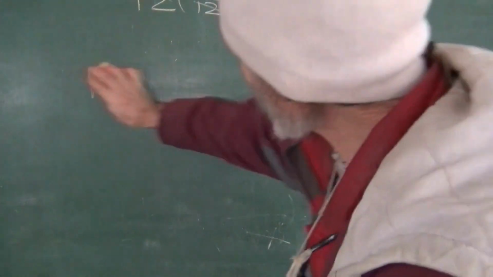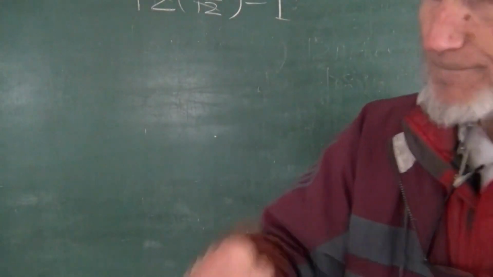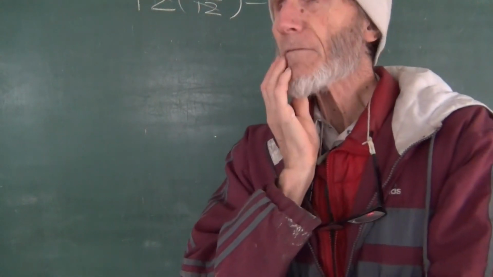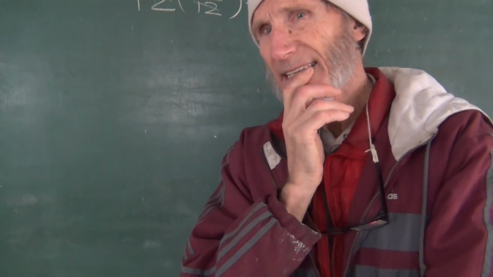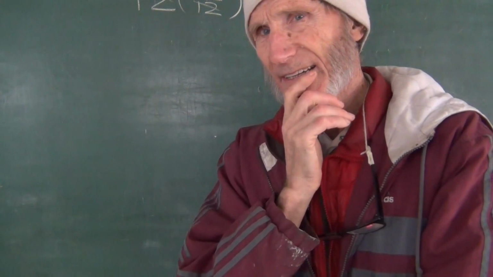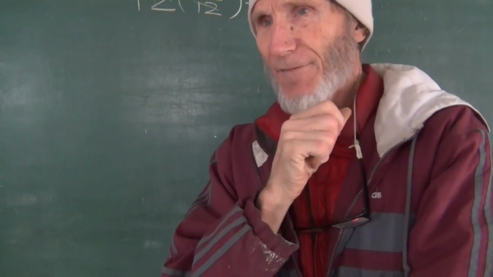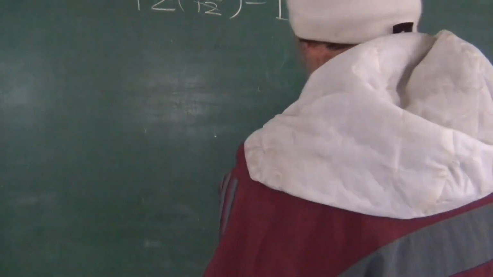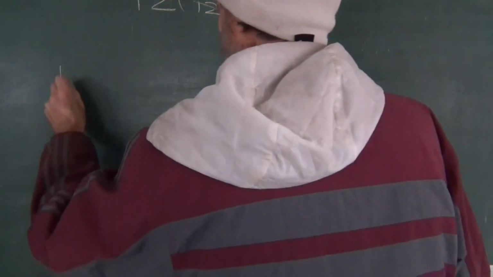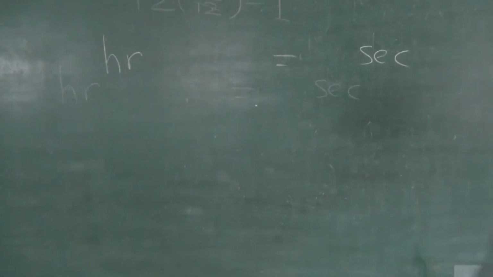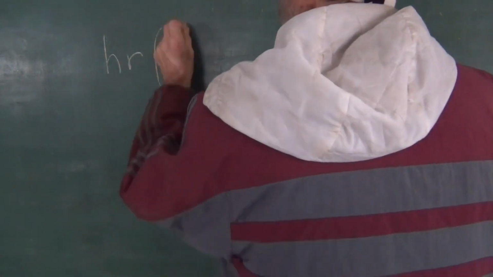Okay, now let's try one more just to show you the power of magic fractions. Suppose we wanted to know how many seconds are in an hour. Well, okay, so we want to know how many seconds. That means our answer is going to be seconds. And we're going to start with hours. HR for hours. Well, first of all, we got to take hours and turn it into minutes.